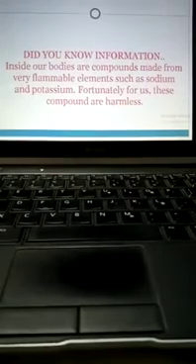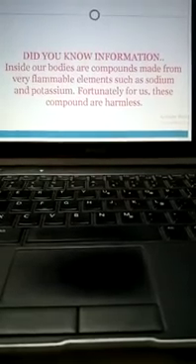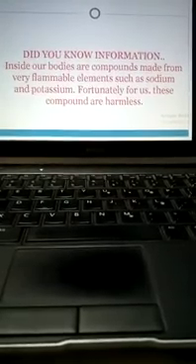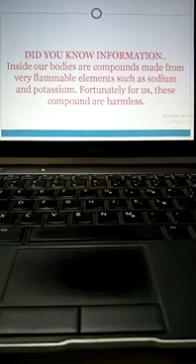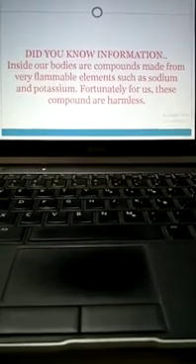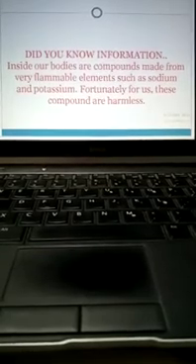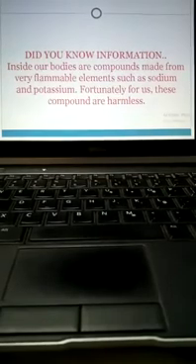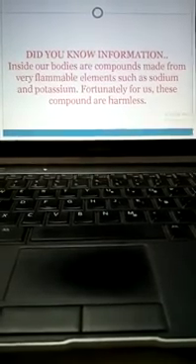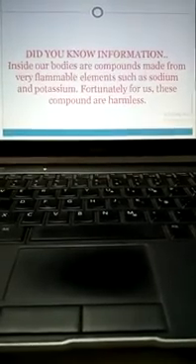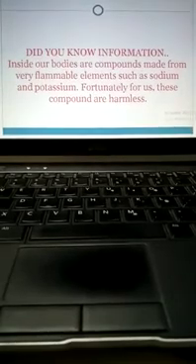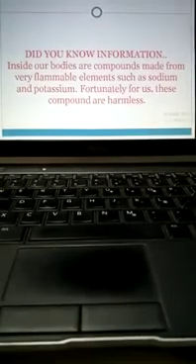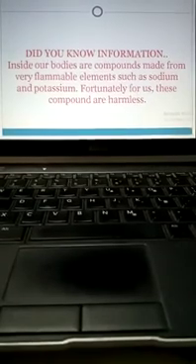Did you know information? This is important. Kindly note this. Inside our bodies are compounds made from very flammable elements such as sodium and potassium. Flammable means they catch fire easily. But fortunately for us, these compounds are harmless.